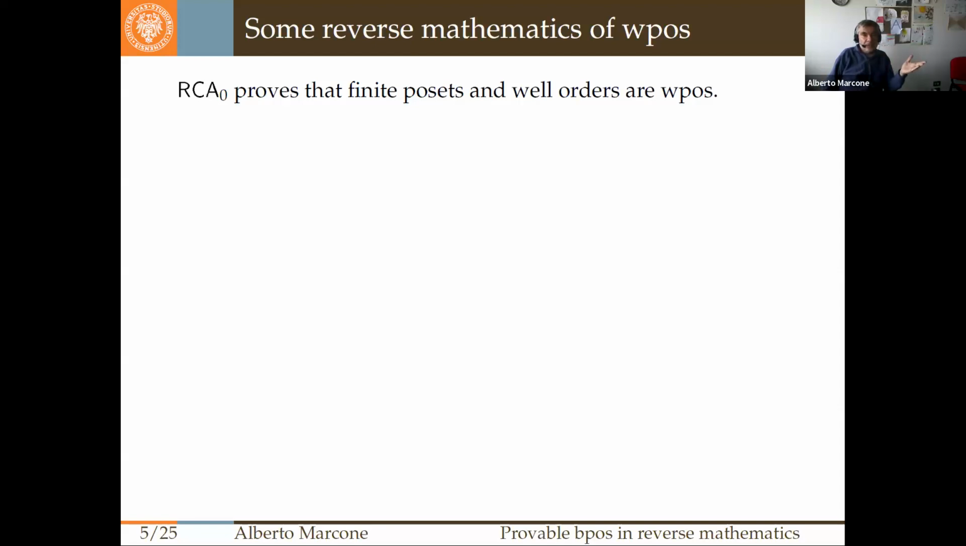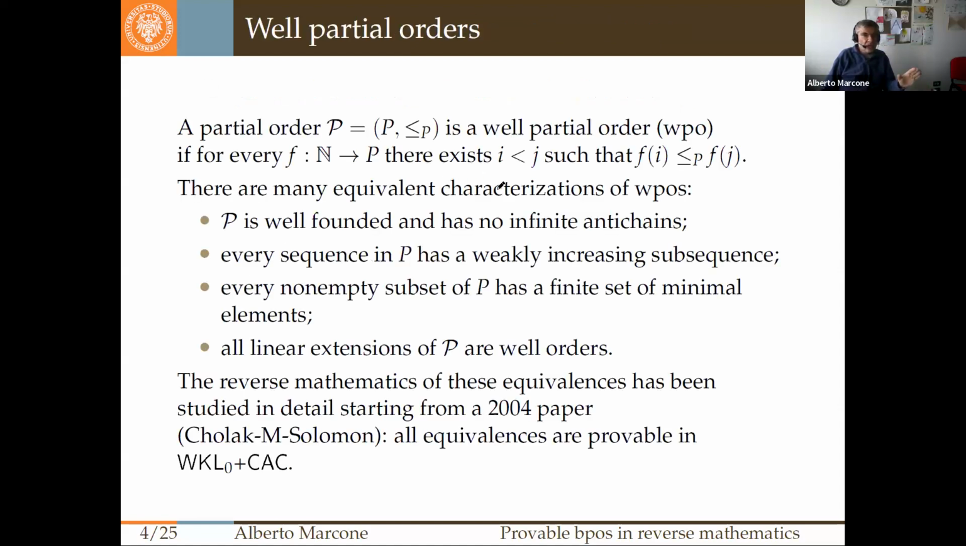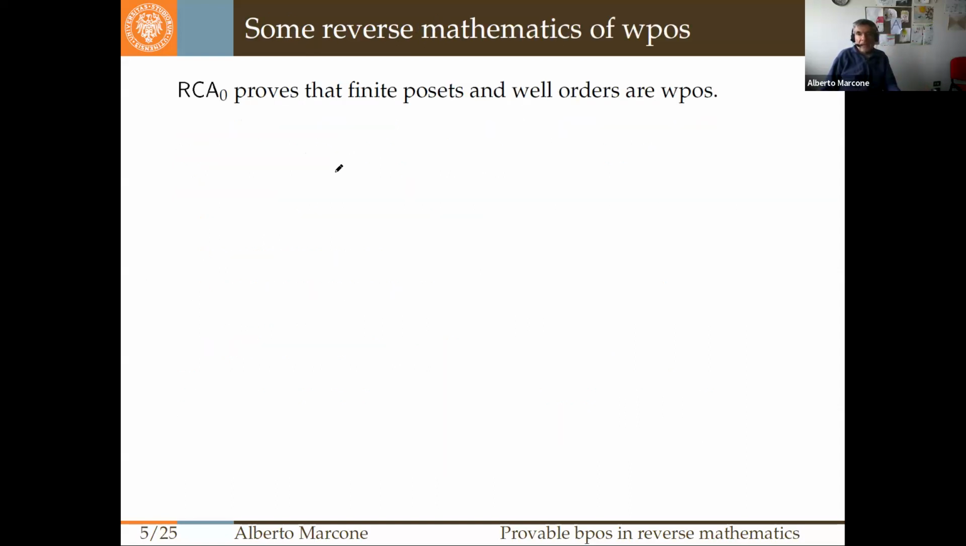Well, first of all, it's easy to show that in RCA naught, you can prove that finite posets are well partial orders, and also that well orders are well partial orders. Here for well partial order, I mean my original definition, the definition with a sequence and just two elements in the sequence that are comparable in that prescribed way.